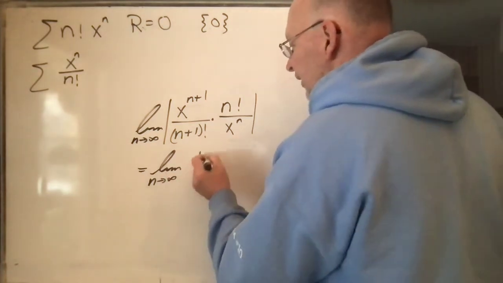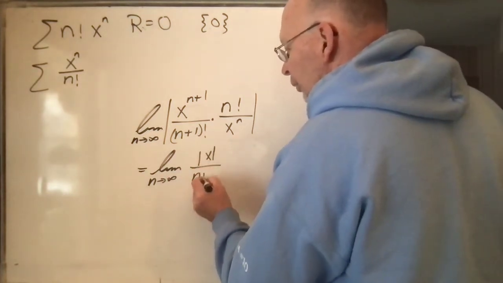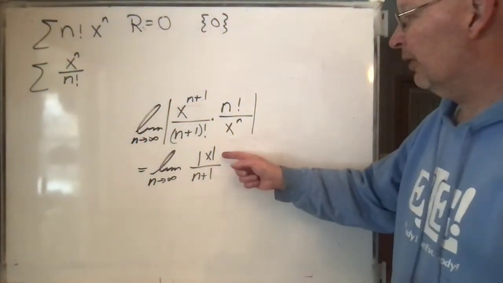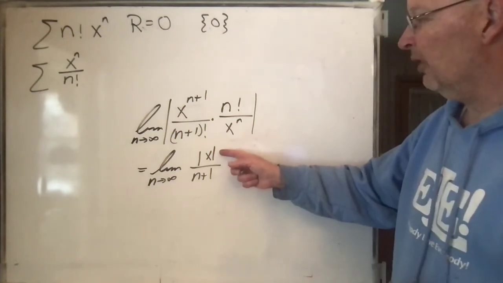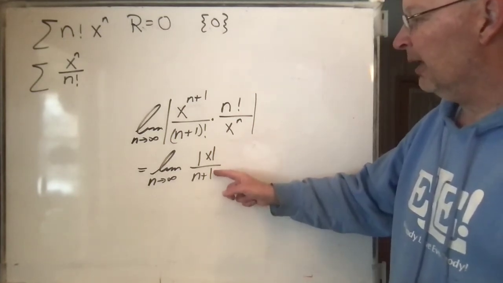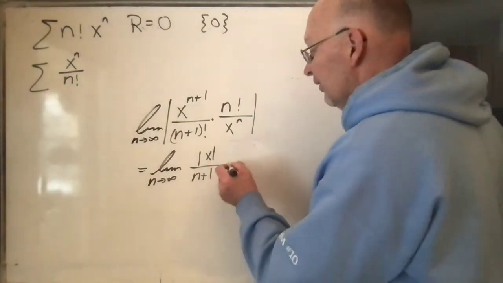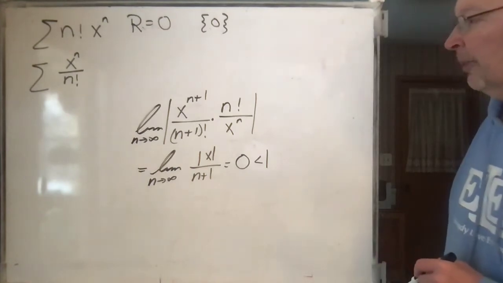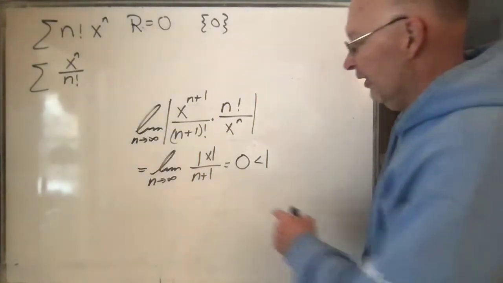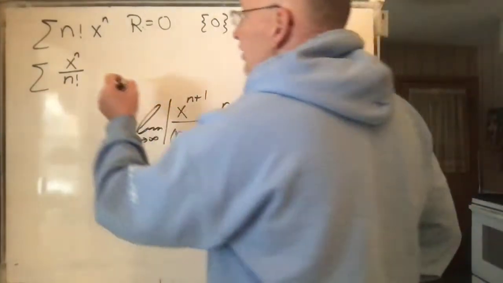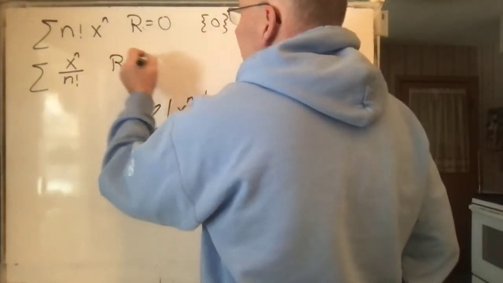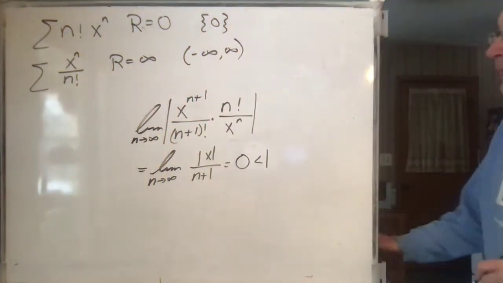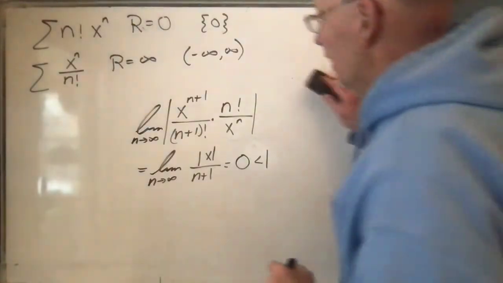You're going to get an x on the top, and you're going to get an n plus 1 on the bottom. Agreed? And now you look at that and you say, no matter what x is, x could be 147, 147 divided by n plus 1, that limit as n goes to infinity, is equal to 0. All we need is for the limit to be less than 1, and we got it in spades. It's equal to 0. And so this thing converges for all values of x. So we say the radius of convergence is infinity, and the interval of convergence we would write like that. Okay? Let's try another one.